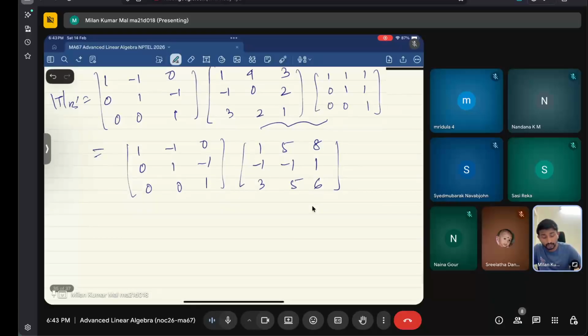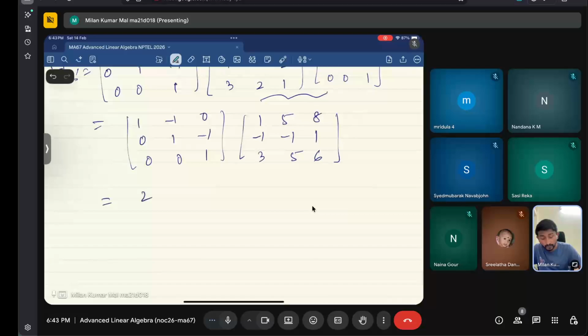So now let's do the other multiplication. This with this, 1 plus 1, 2. This with this, 5 plus 1, 6. This with 8 minus 1, 7. Is it matching? Yeah, it's matching. Okay, so 0, 0, 1, minus 1, minus 3, minus 4. Then 0, minus 1, minus 5, minus 6.